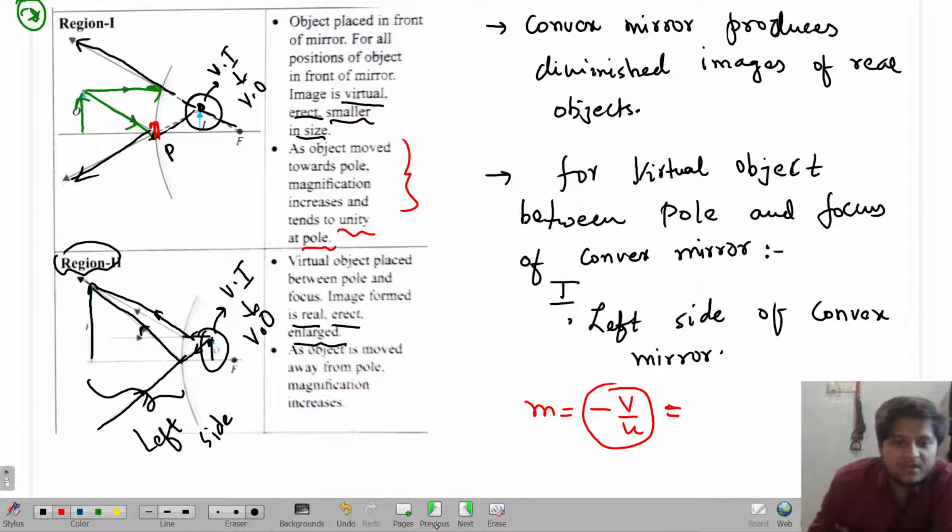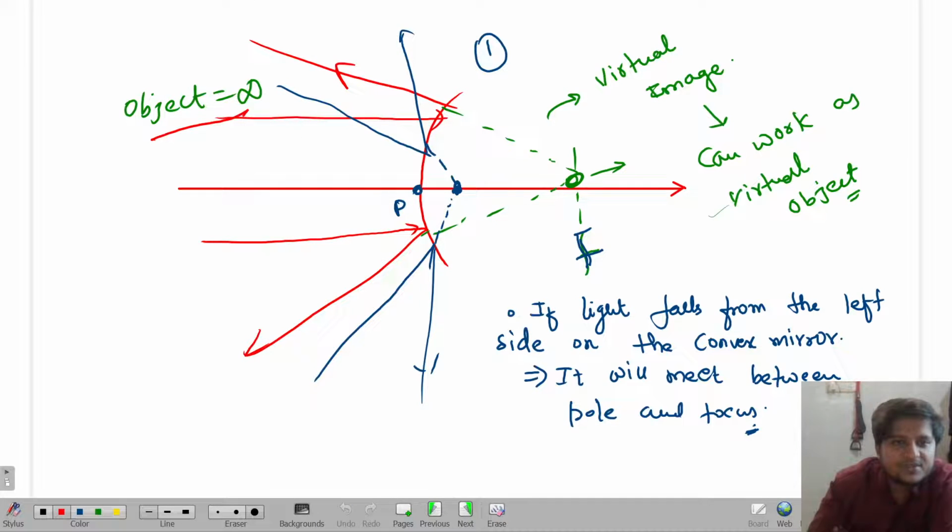Try to see. When the object was at infinity, a very small image was formed at focus or not? Yes or no? When the object starts to approach over here, what is going to happen? The image will be formed between pole and focus. That means the object is moving towards the mirror, and the image is moving towards the pole. This is what happens or not? Relative speed. Yes or no? If the object moves towards the mirror, tell me now.